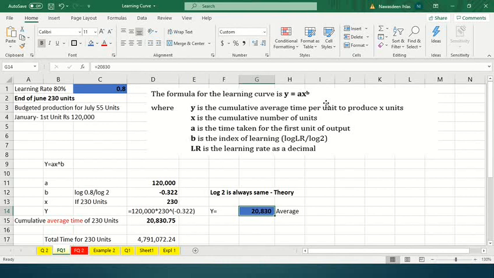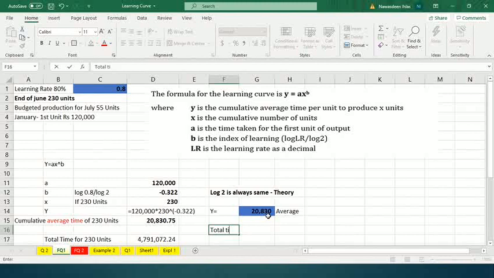So the cumulative average time per unit will be 20,830. So how do we find the total time? The total time to produce 230 units.